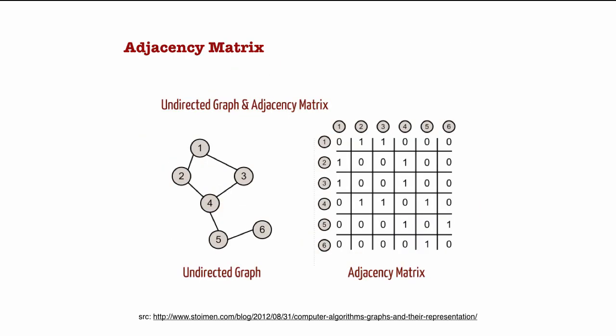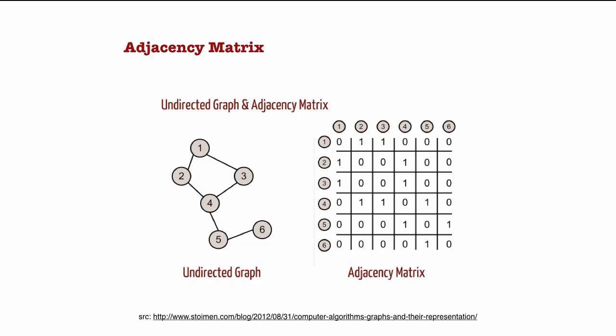An adjacency matrix is a two-dimensional square matrix whose size is equal to the number of nodes in the graph. In this particular example, since the graph has 6 nodes, the size of the corresponding adjacency matrix is 6 cross 6. The cell at the intersection of ith row and jth column is 1 if an edge exists between node i and node j, otherwise 0.